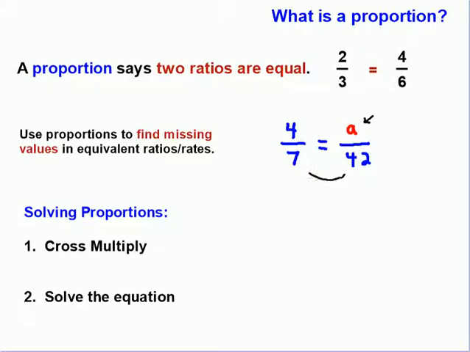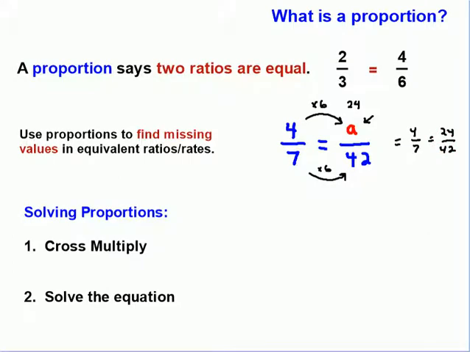How do we get from 7 to 42? Well, we multiply by 6. That means if we multiply on the bottom, then we have to multiply on the top. Since they are equal, we're going to create an equivalent ratio, so we'll multiply by 6 on the top, and we're going to get 24. So our answer is 4/7 is equal to 24 over 42, because both of those are multiplied by the same number. They are equivalent.